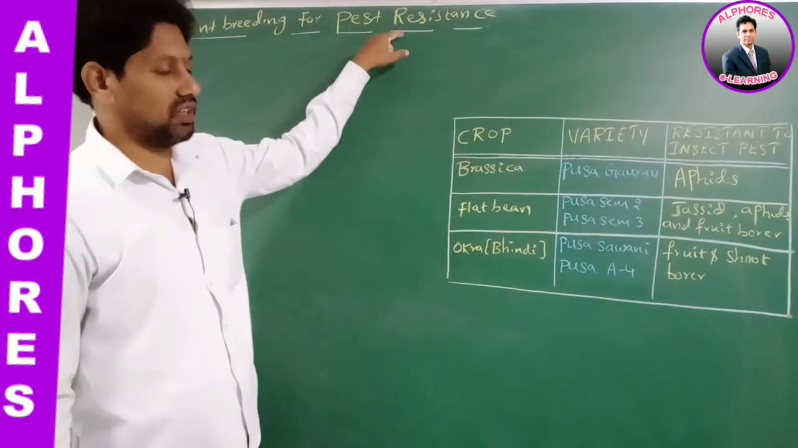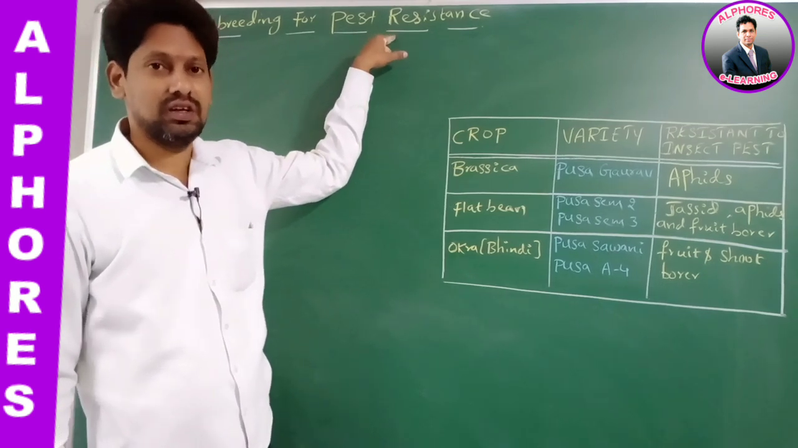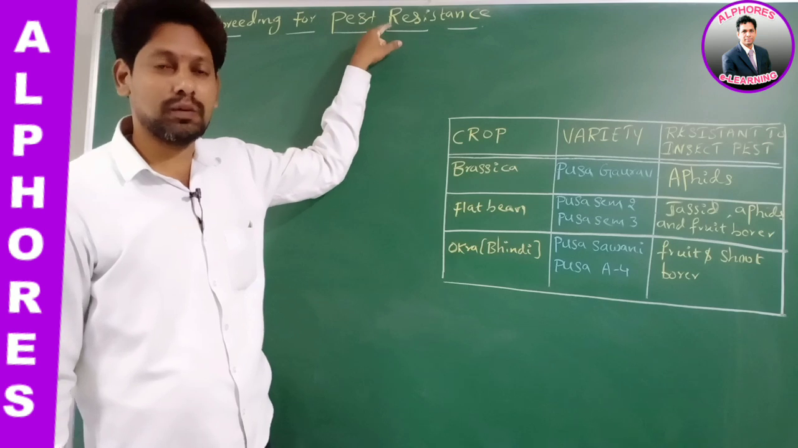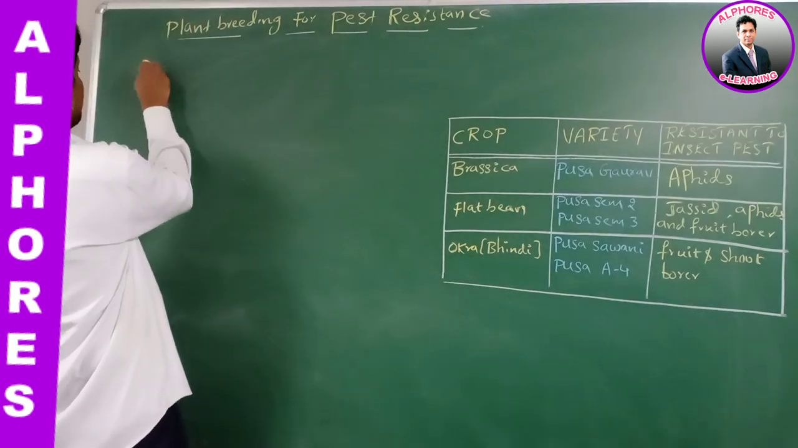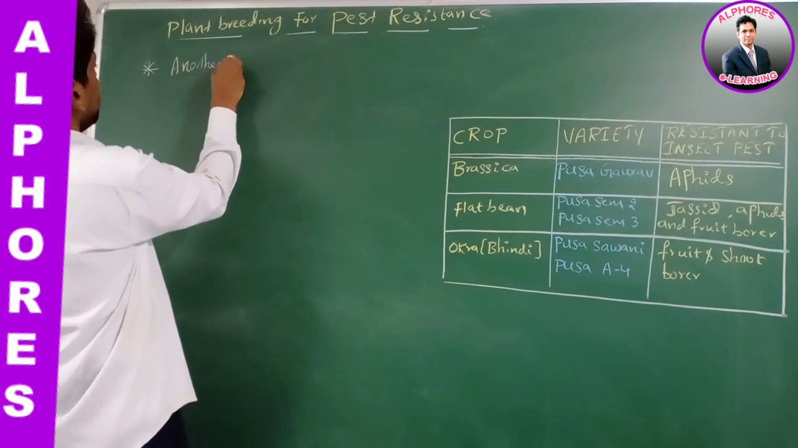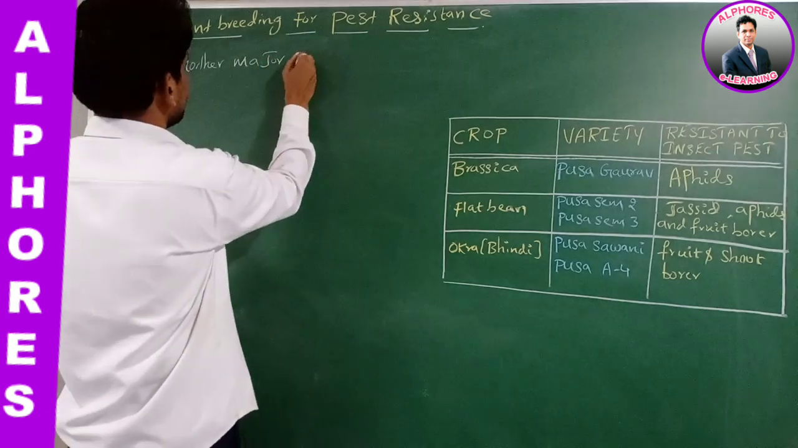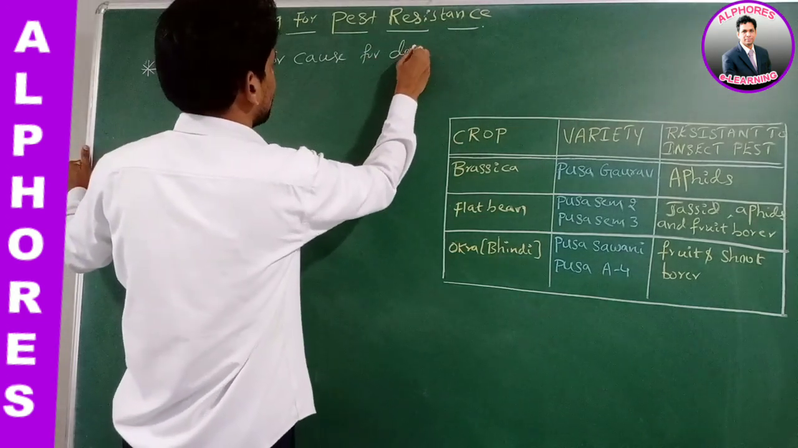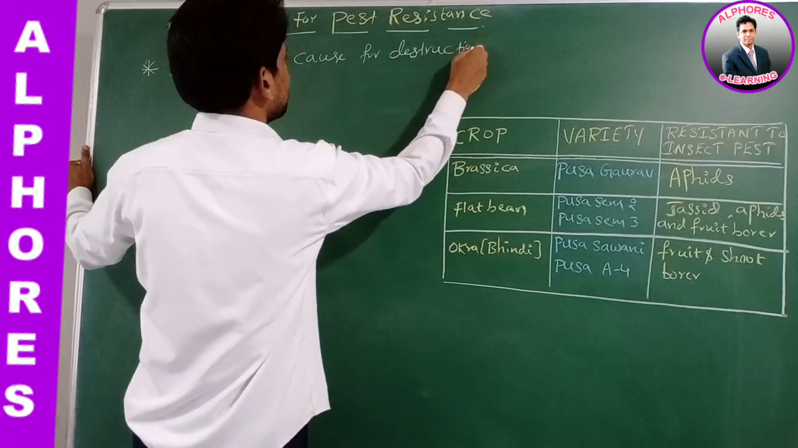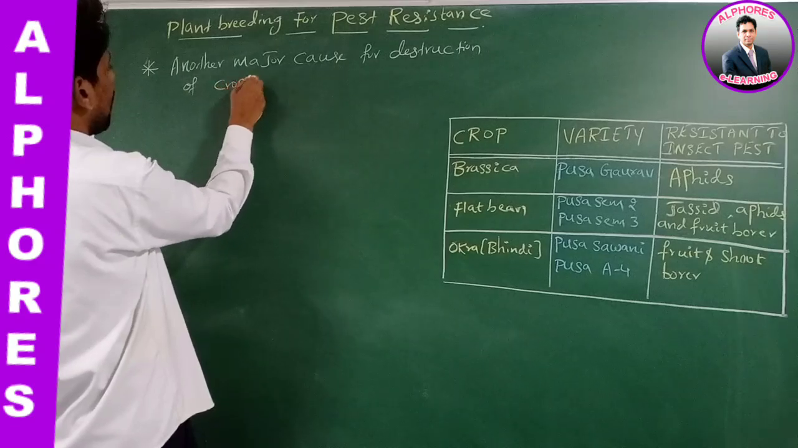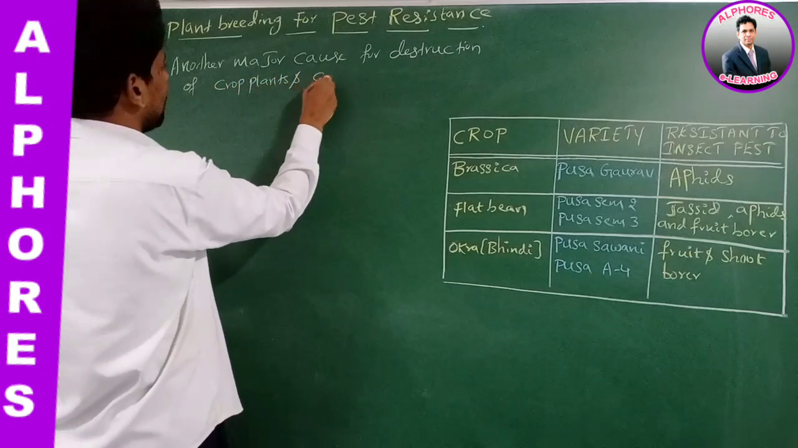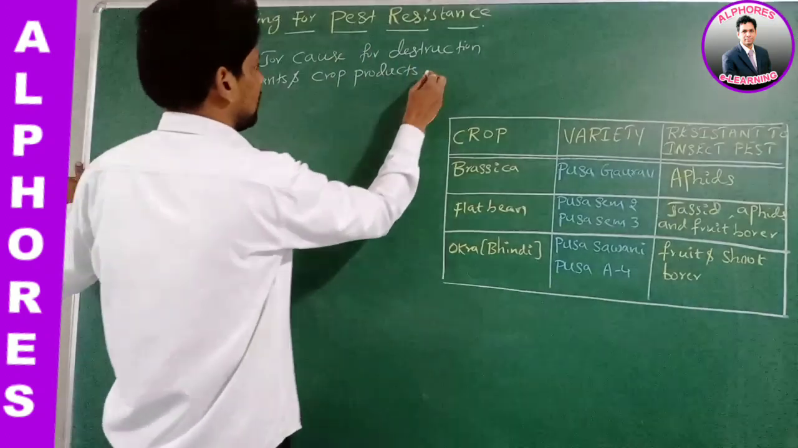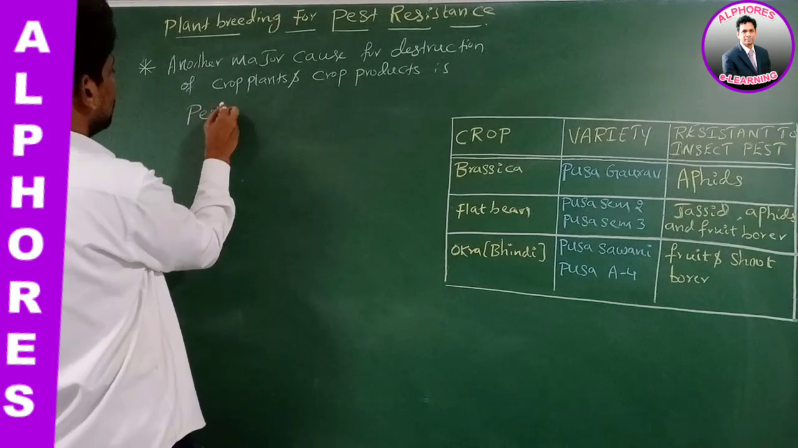Plant breeding for pest resistance. Why do we have to make a plant pest resistant? Listen. Another major cause for destruction of crop plants and crop products is pest infestation.